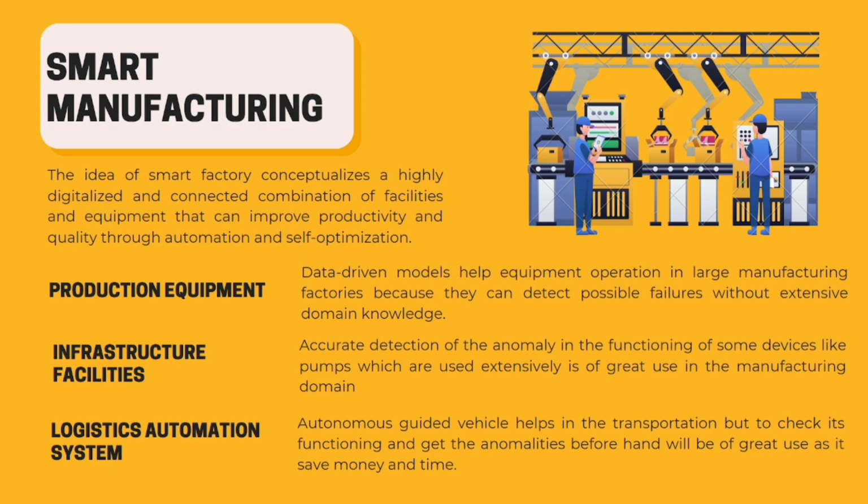It can be used to detect anomalies in some infrastructural devices like pumps that can be of use in the manufacturing domain, and thus the scheduling and maintenance can be done appropriately. Then it can be used in logistic automation systems where there are autonomous guided vehicles that can be used in transportation of goods, and their functionality can be monitored and errors detected using this same time series analysis.